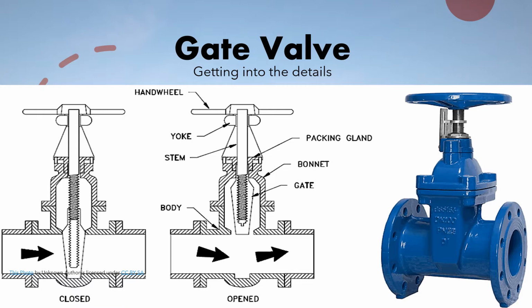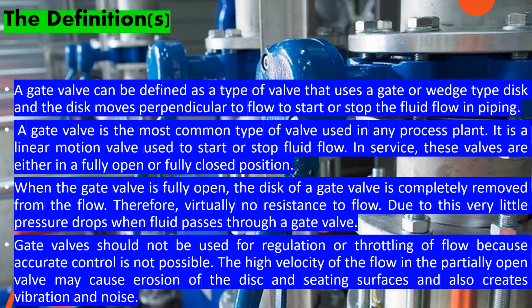This time we will talk about gate valves. A gate valve is a type of valve that uses a gate or wedge type disc, and this disc moves perpendicular, or 90 degrees, to the fluid flow, to start or stop the fluid flow in piping.